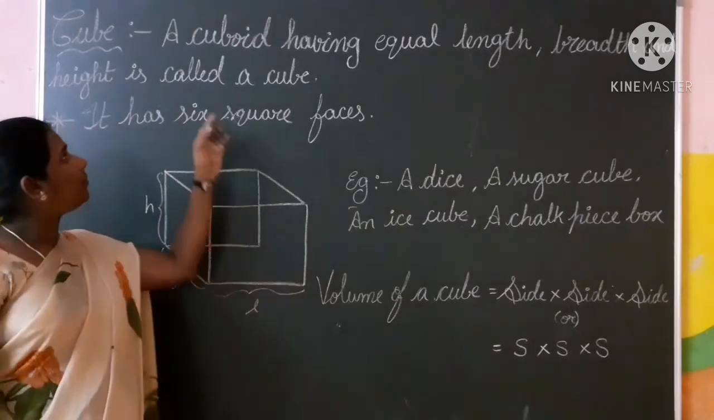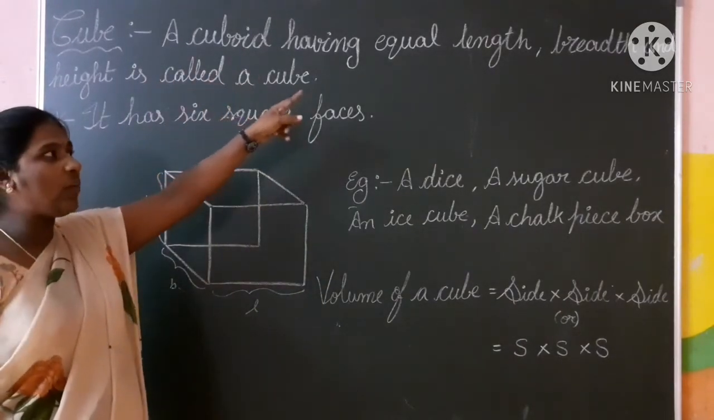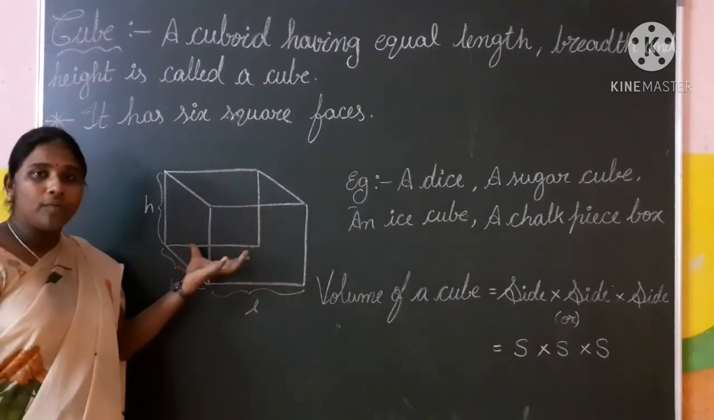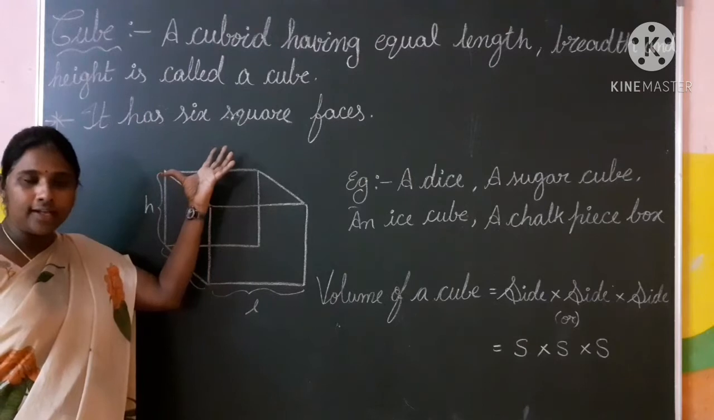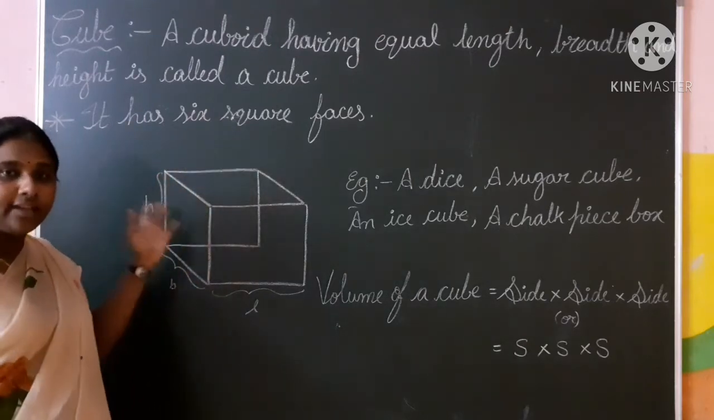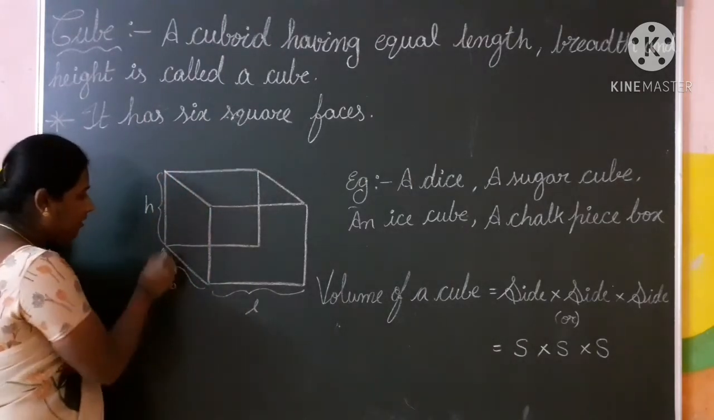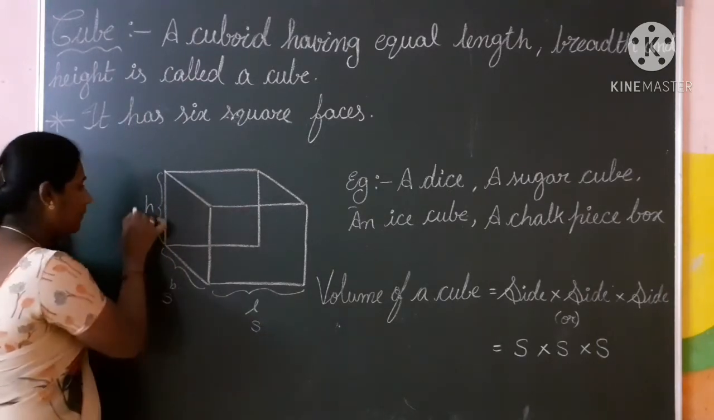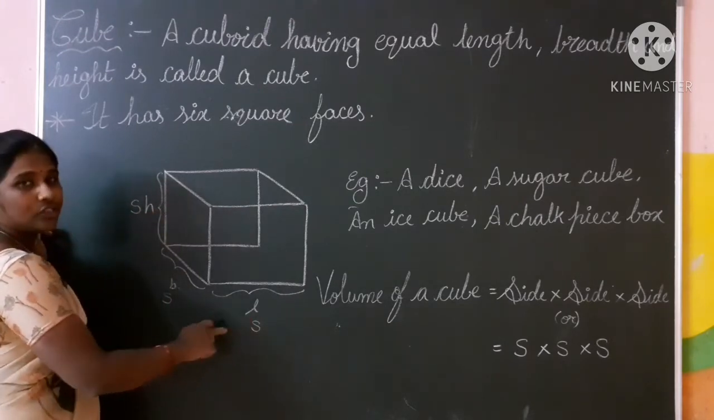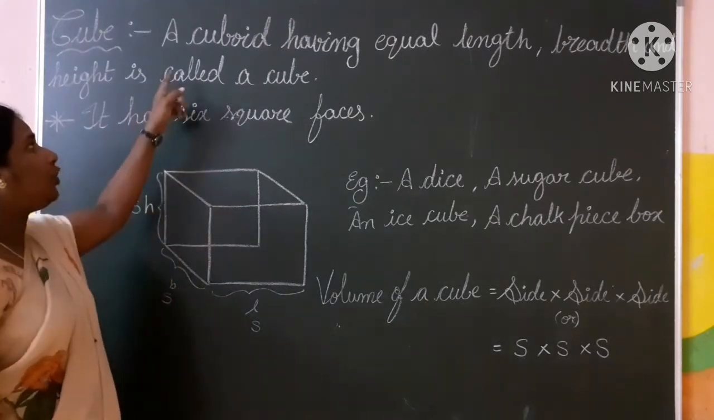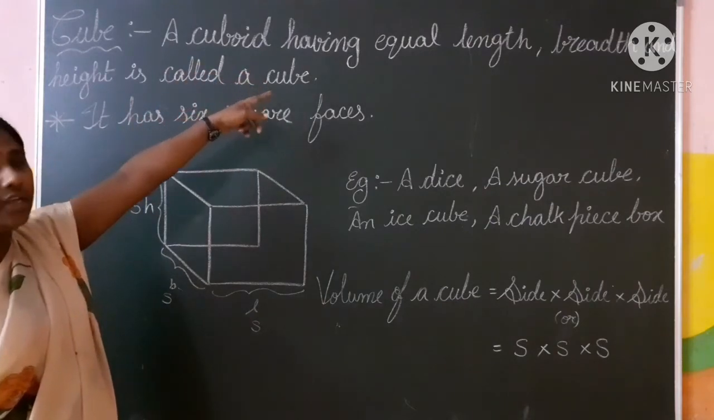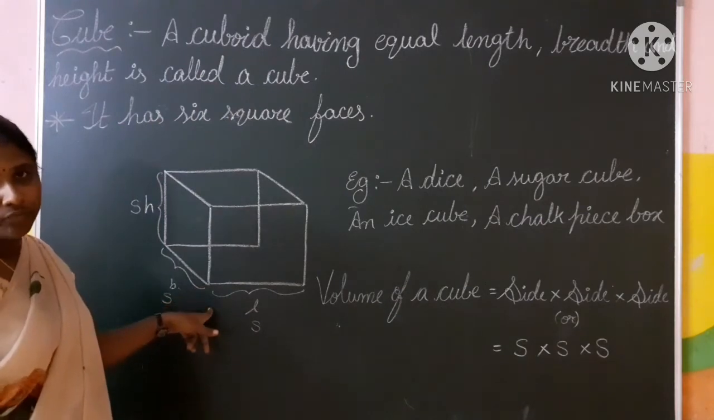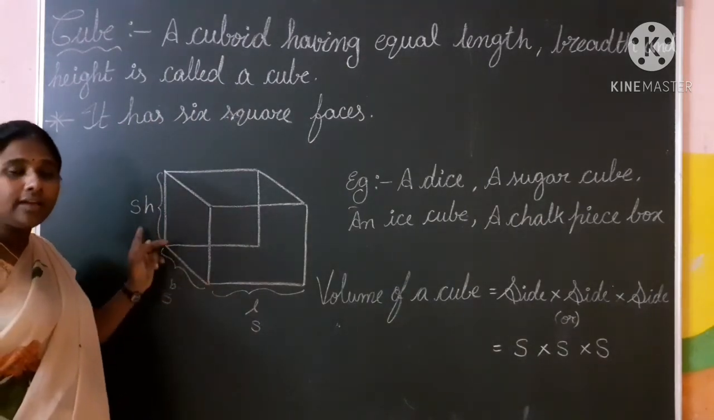Next is the cube. A cuboid having equal length, breadth and height is called a cube. In the cube, length, breadth and height are equal. That means these three will be equal. If we take it as a side, all will be equal. A cuboid having equal length, breadth and height is called a cube.